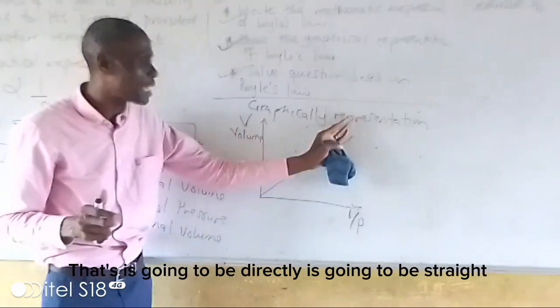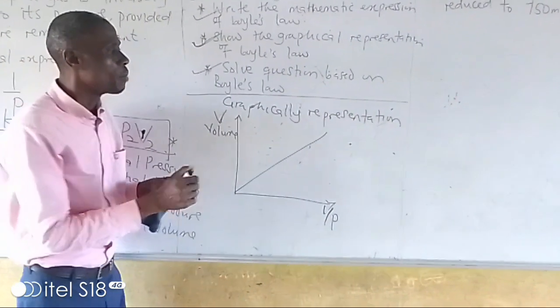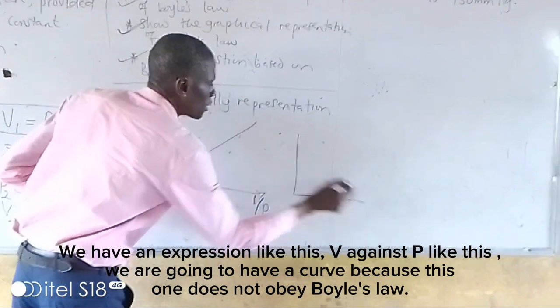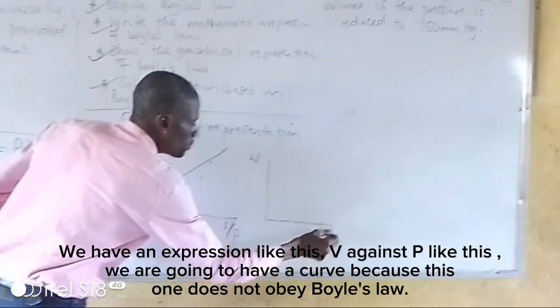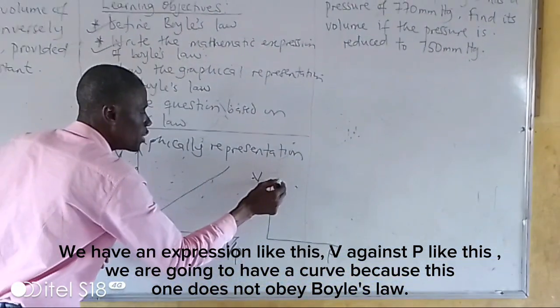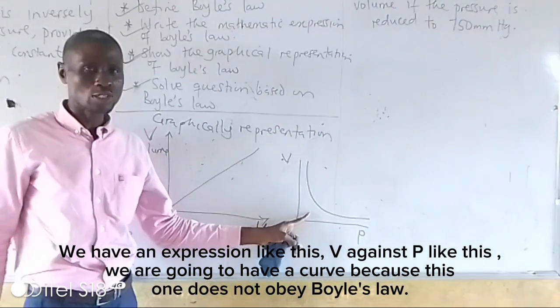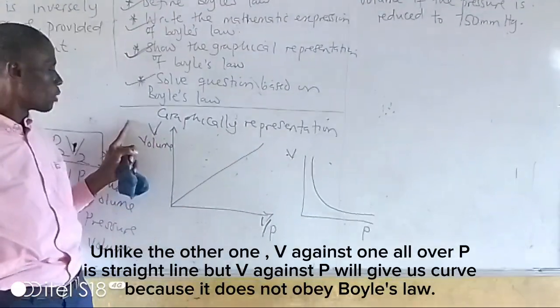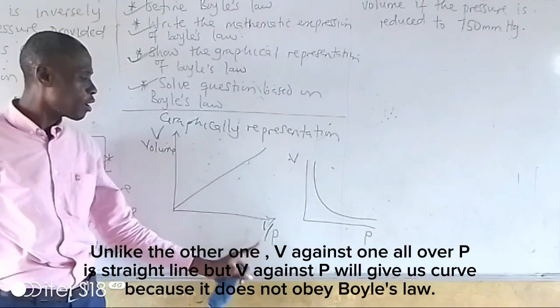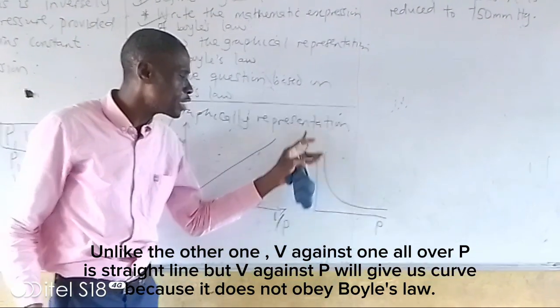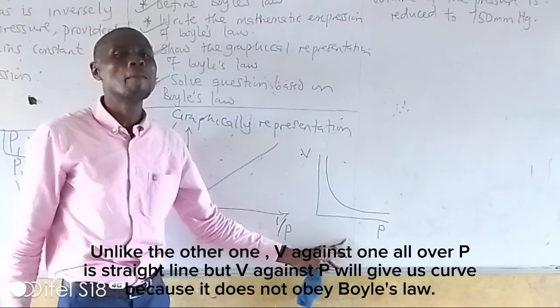So that is going to be what? Directly, it's going to be what? Straight. But if you have an expression like this, V against P, we are going to have a curve, because this one does not obey Boyle's law. Unlike the other one, P against 1 over P, the straight line. But V against P is going to give us a curve, because this one does not obey Boyle's law.